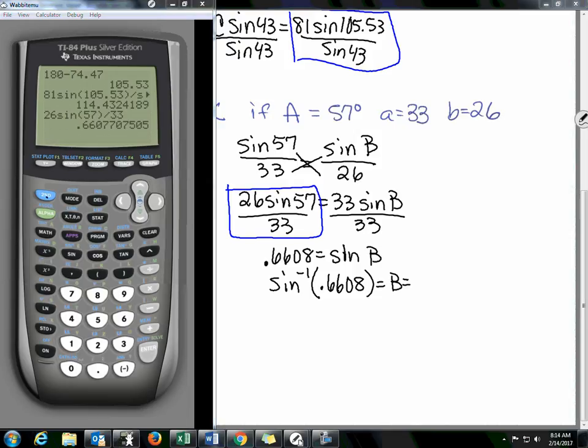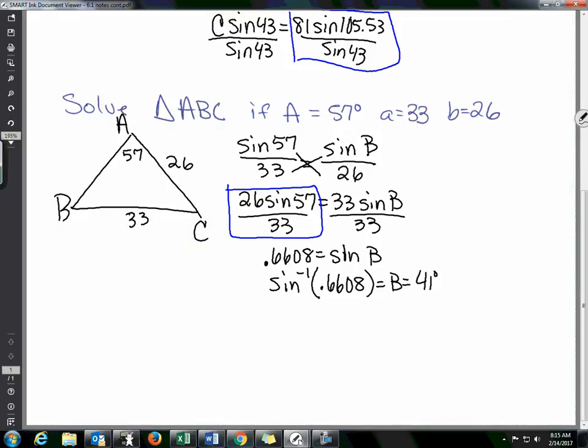So you press second sine of 0.6608 on your calculator. You get 41. Let's round that off to the nearest degree, so 41 degrees. I'll write that in. Now to solve for angle C, all you have to do is take 180 minus the sum of 57 plus 41. That's 98, and 180 minus 98 is 82. So that's 82 degrees.